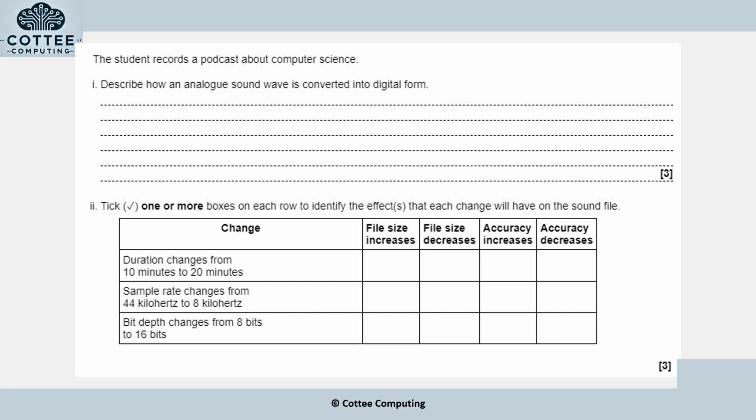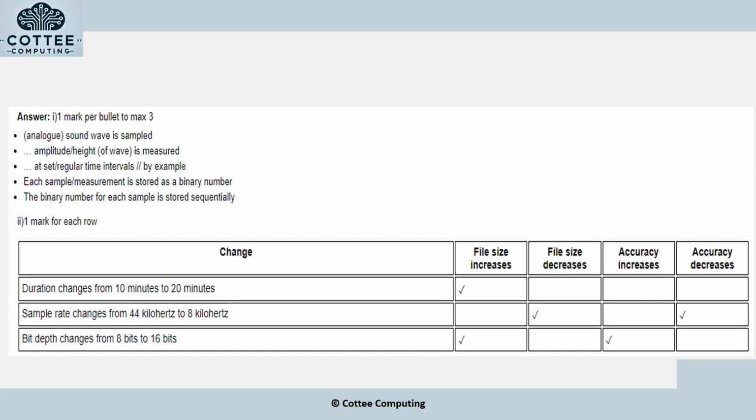More questions. So this one's a sound question. I think that was in last year or the year before, maybe. Question. Have a go. So again, it comes back to those bullet points that we looked at earlier. So your sound wave is sampled. The height or the amplitude is measured, and it's measured at set times.